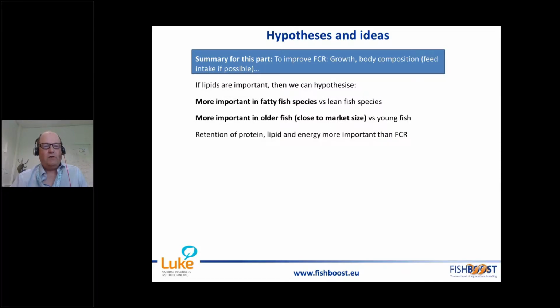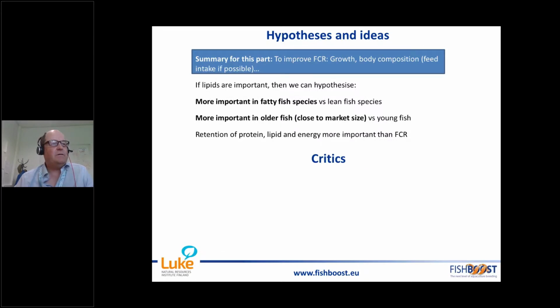It means that when we look at the different experiments, the variation we see can be explained by certain things. What I have not talked about is the retention of protein, lipid, and energy. They are, of course, the essential traits underneath the FCR, and they are very important. They are more difficult to record, but it would be the next step to think about what is happening there.